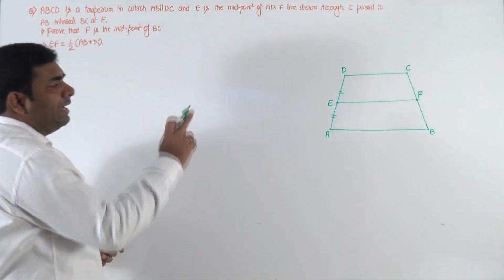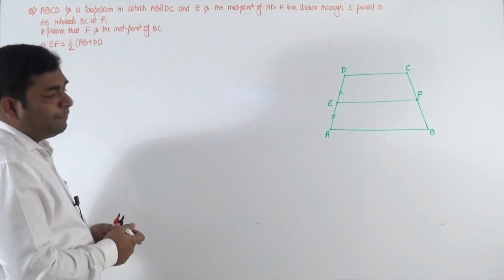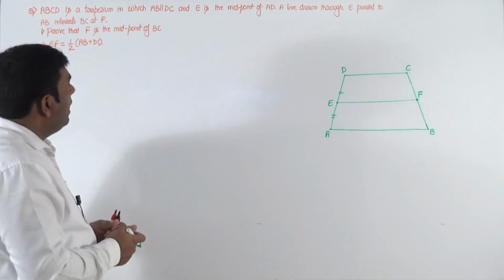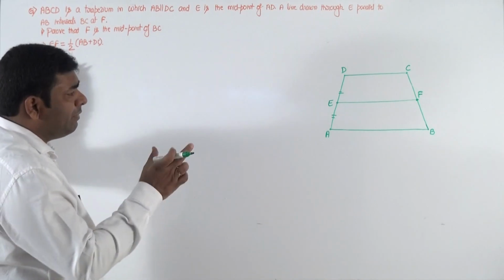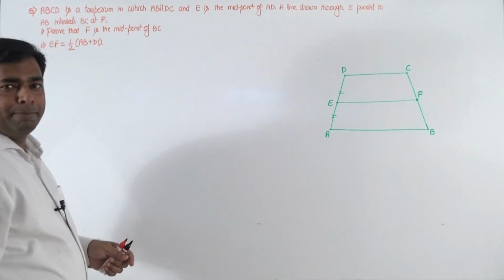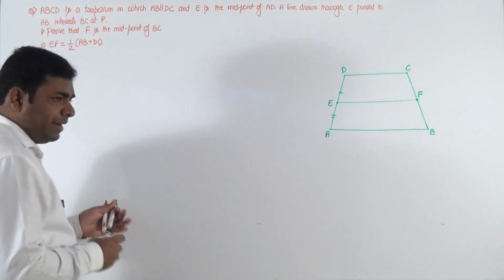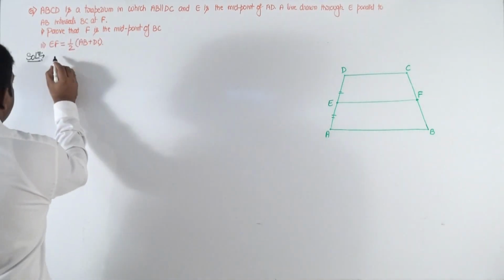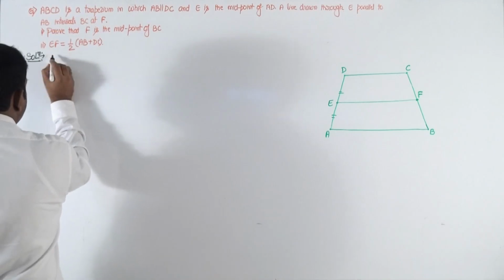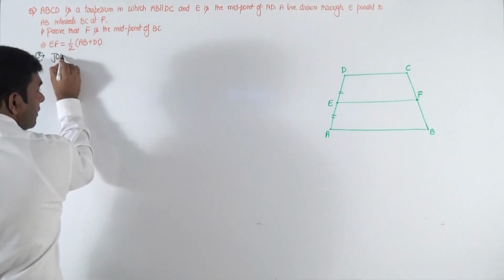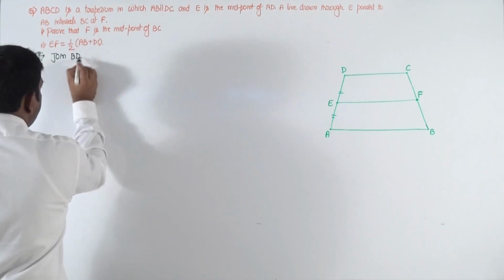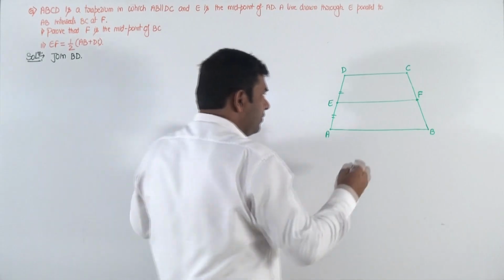हमें प्रूव करना है F is the midpoint of BC. F is the midpoint of BC है करके प्रूव करना है. And EF is equal to half of AB plus DC है करके भी प्रूव करना है. So here construction is, first of all directly मैं लिख दे रहा हूँ, join BD. BD को ज्वाइन कर दो, ये दोनों.